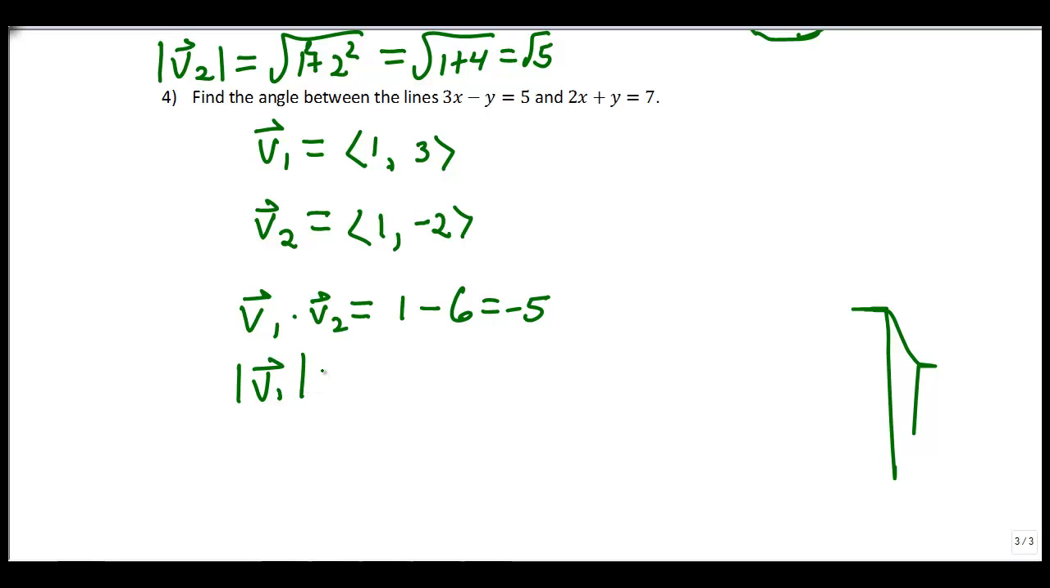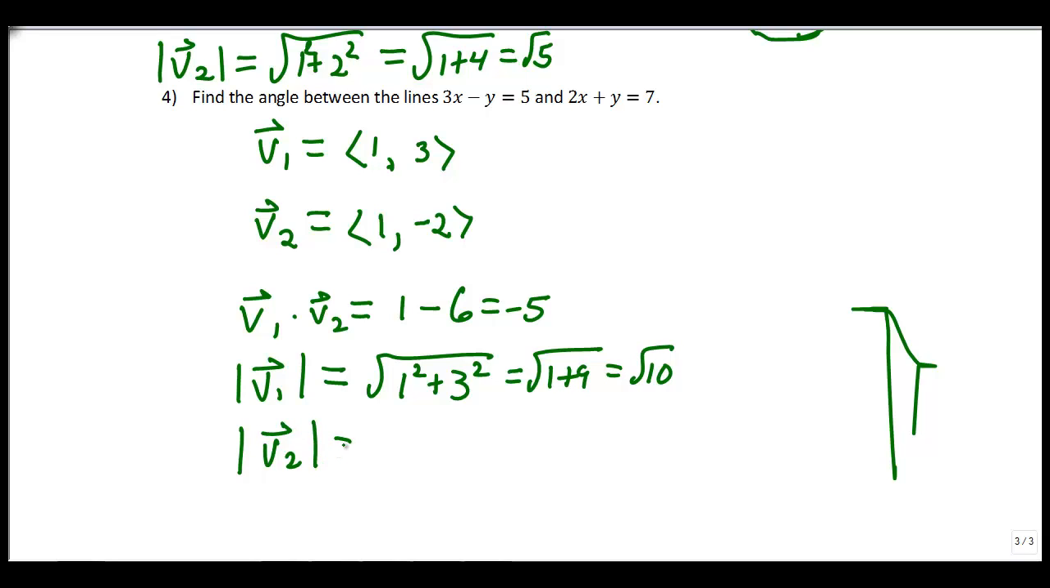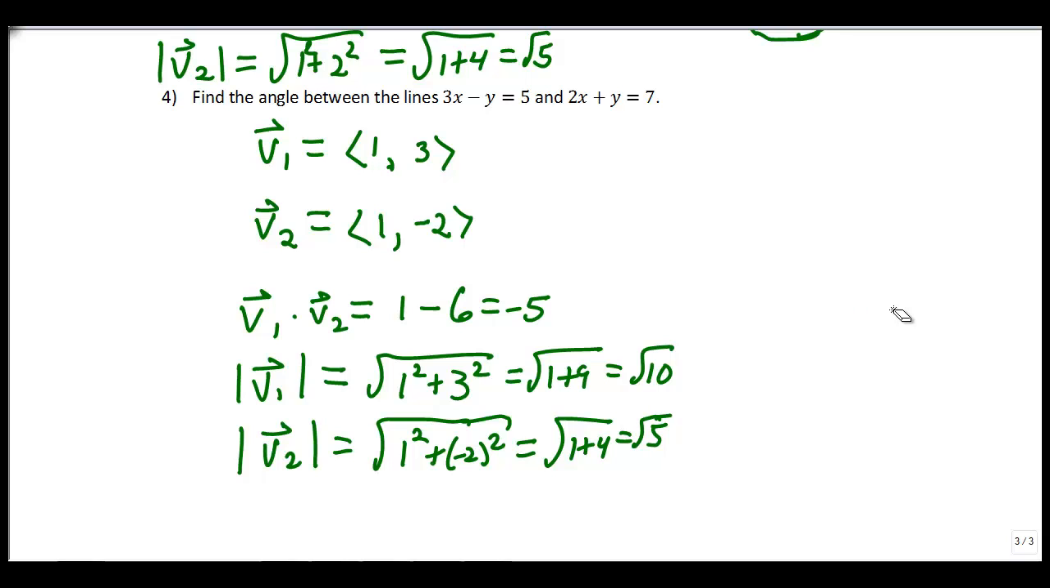Magnitude of v1 is square root of 1 squared plus 3 squared. So it's going to be square root of 1 plus 9, square root of 10. Magnitude of v2 is going to be the square root of 1 squared plus negative 2 squared. So it's going to be the square root of 1 plus 4. Again, the square root of 5. And so then our theta is going to be the inverse cosine of, let's see, we have negative 5 over square root of 10 times square root of 5.